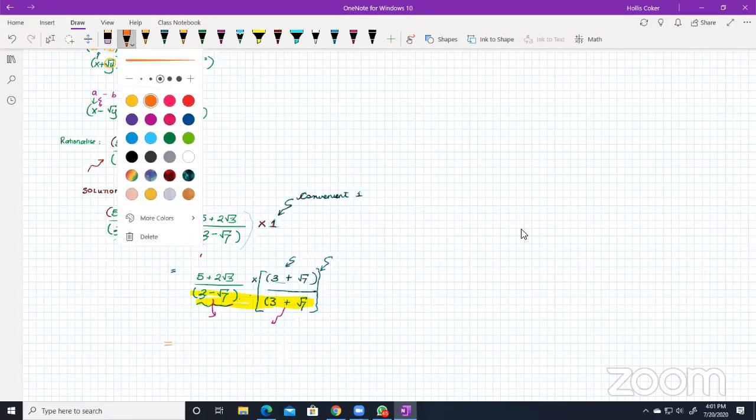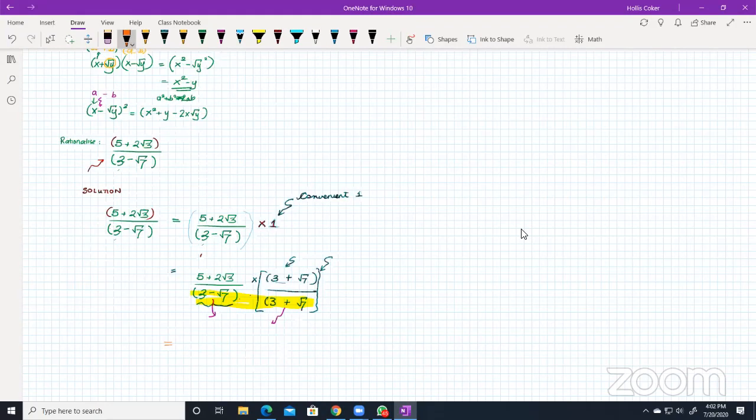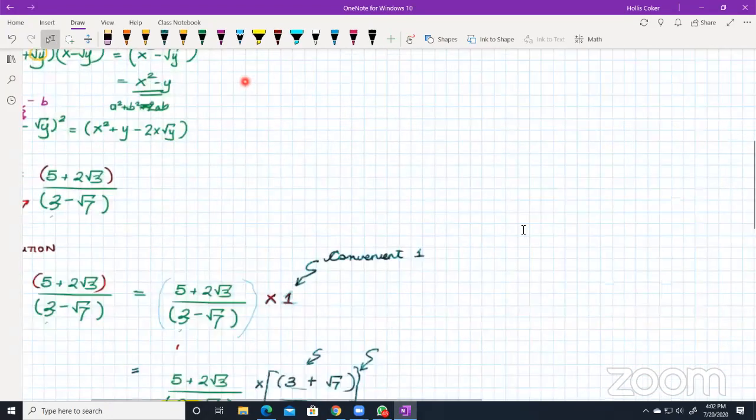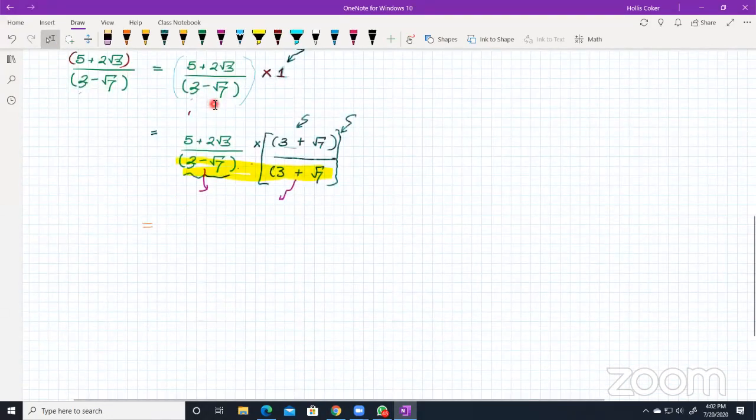Okay, so a little thicker. Right, so that's actually going to be the top remaining 5 plus 2 root 3 times 3 plus root 7.